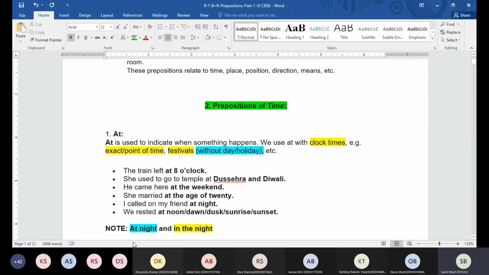The next thing, guys, as I mentioned earlier, we say at night, because we are going to say throughout the day or night. But if I say in the night, we are being specific here, and we are referring to the duration of time. When we use the word in, it is for the duration of time, and when we use the word at, it is for point of time or exact time. So we say at night, but we say in the night, in the daytime, and so on.